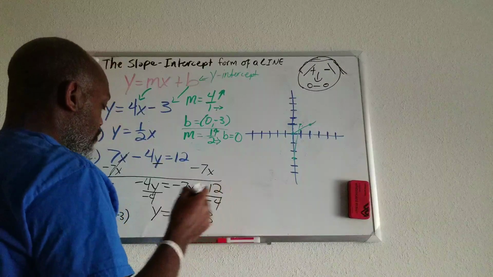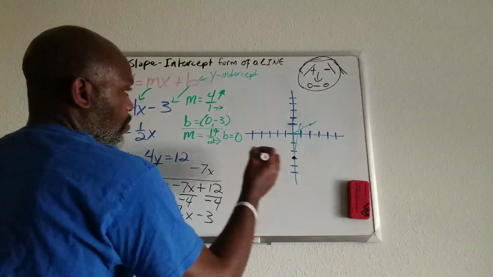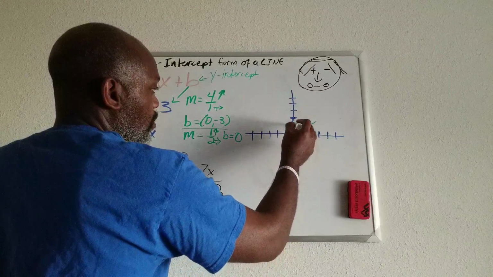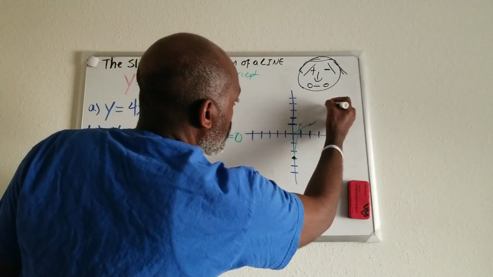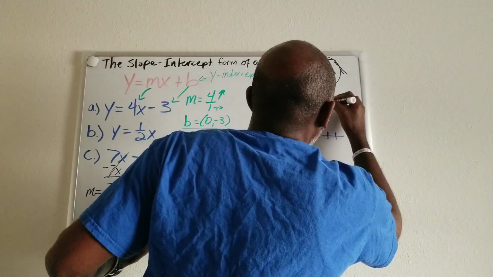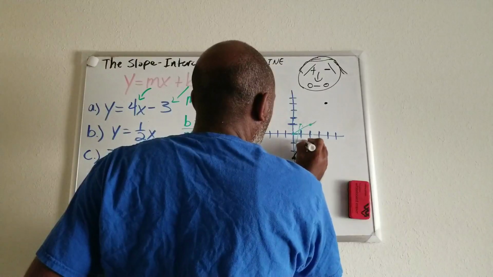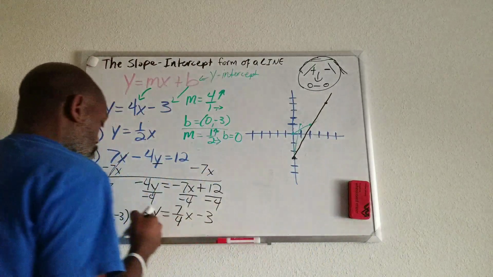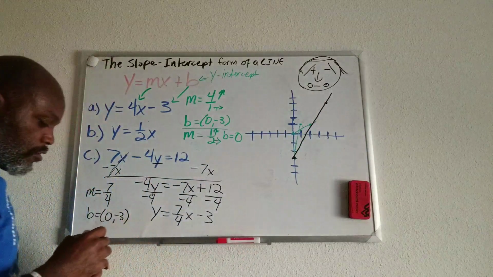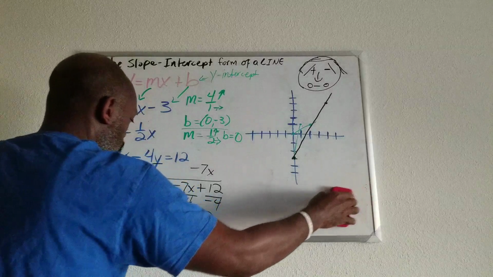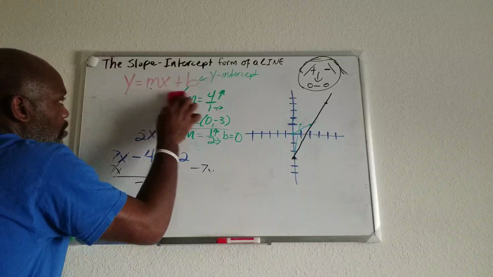So on my graph, I can say here is 0, -3, and then I'm going to go up 7, 1, 2, 3, 4, 5, 6, 7, and then to the right 4, 1, 2, 3, 4. All right. And then I can connect those dots as best I can. And as you can see, it's a positive slope. My line's a positive slope. If it's not, then that means it's incorrect. All right. So moving on to a little more challenging part of the lesson.